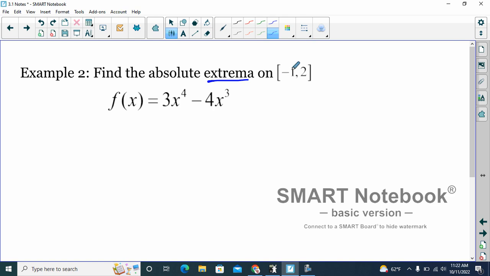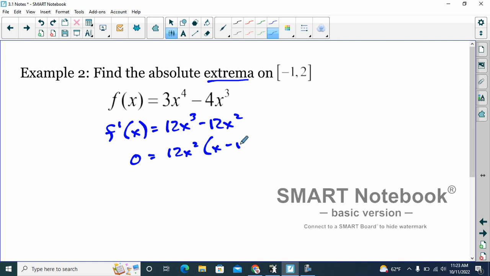We know the endpoints of the interval, -1 and 2, so we need to find the critical numbers. Critical numbers occur when the derivative is 0 or undefined. So let's get the derivative: 12x cubed minus 12x squared. We're setting the derivative equal to 0 and solving.